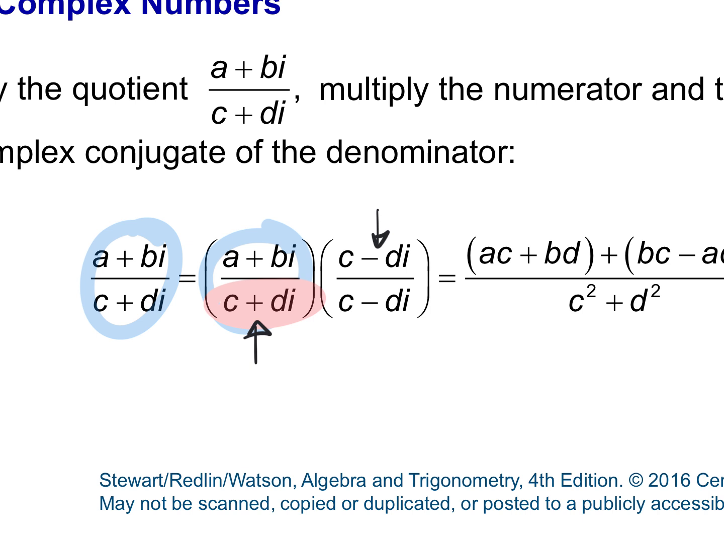Then again, after you FOIL it, you'll get the stuff on the right, which is ac + bd plus (bc - ad)i, and then you're going to get c squared plus d squared in the denominator. That's after you FOIL it.